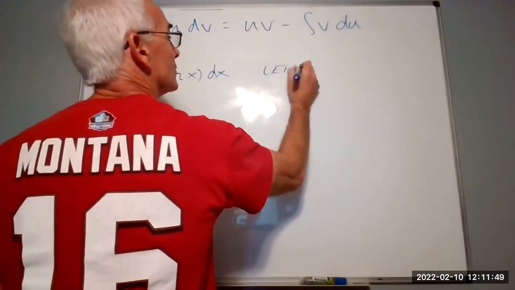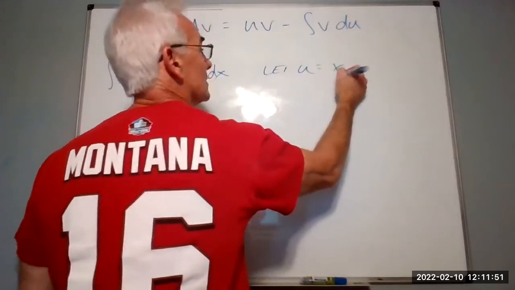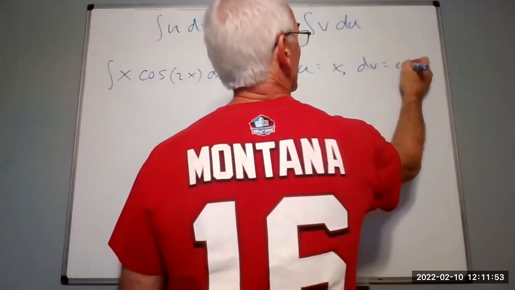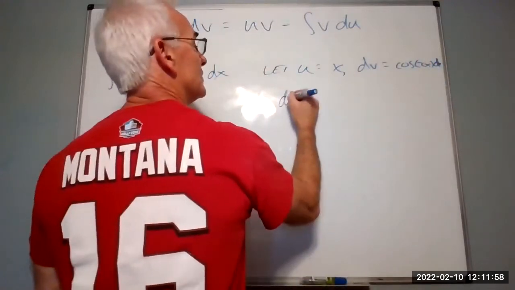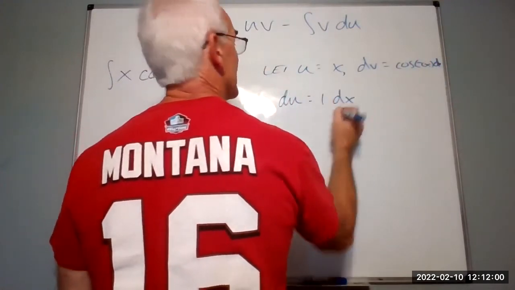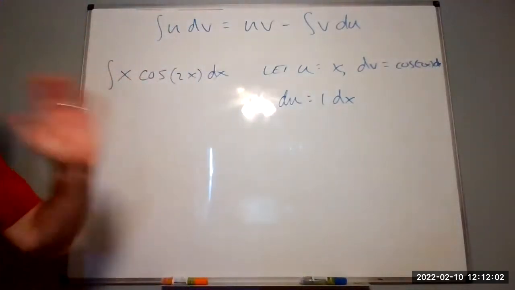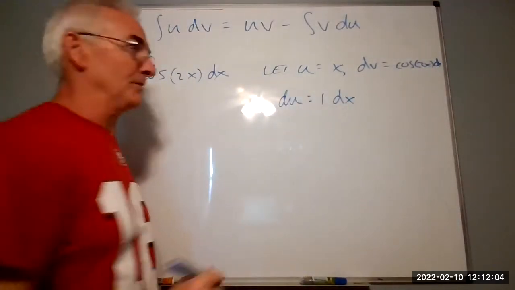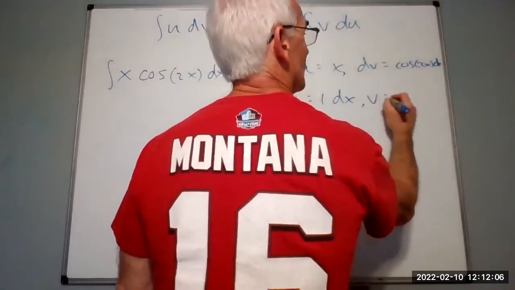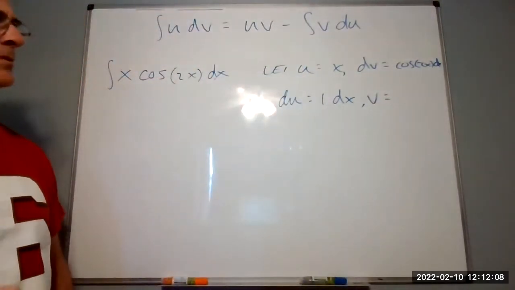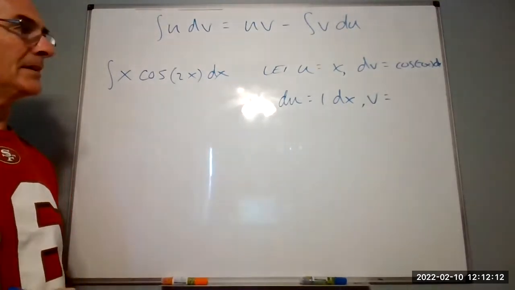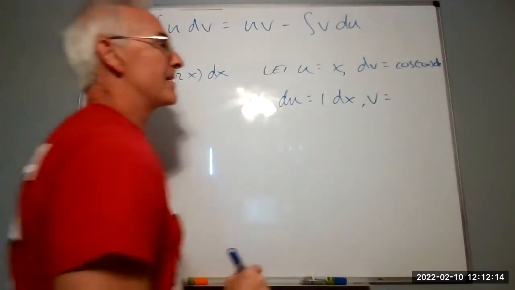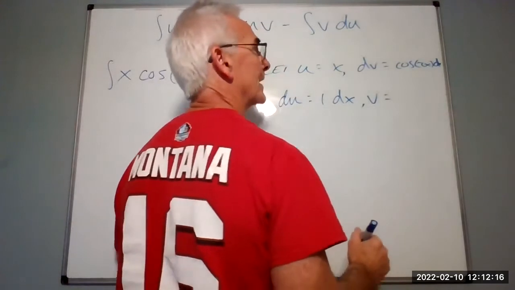So I will let u equal x and the dv equal cos 2x dx. Then the du is 1 dx. You don't have to write the 1. I do to remind myself that I actually did take the derivative. And the v will be, what will v be? Anybody? We should know that. Antiderivative of cos 2x.